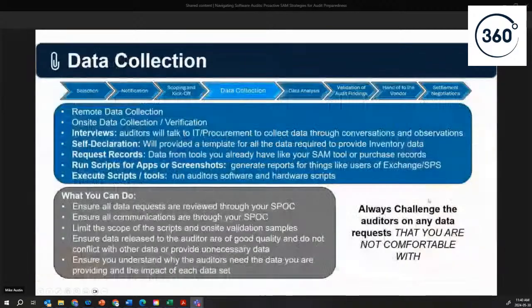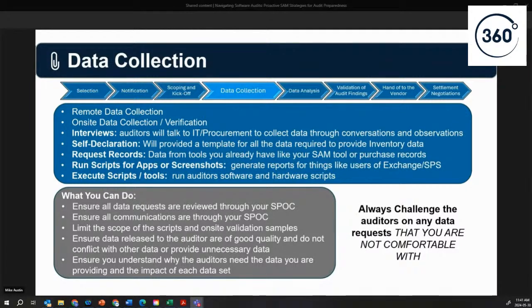Okay. Next step is data collection. It's usually done remote. So you collect the data and then you'll send that over to the vendors. Sometimes they'll request an on-site data collection verification, where they'll come on site and ask you to pull up servers and show them certain things or whatnot. That can happen. They're going to interview you. So they're going to want to understand what your IT and procurement policies and practices are. They're going to talk you through data collection conversations and observations. They'll give you, I call it a self-declaration. They're going to give you a template of how they want to see the data.